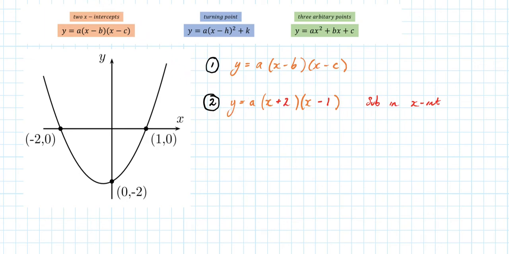Now we have to move to our third step. Our third step will be finding what this a value is right here. And we're going to do that by subbing in a point. And we're going to sub this point in right here, (0, -2). So now I will sub that point in and I'll be able to solve for a.